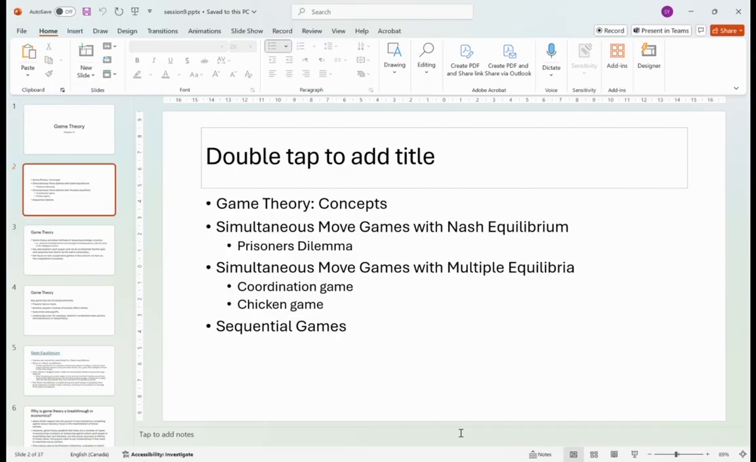And next, we are going to review different situations in which both firms are still deciding at the same time, but we end up with more than one equilibrium. That includes when players are coordinating with each other, so coordination games, as well as the chicken game. And lastly, we are going to review sequential games like the Stackelberg, when one player decides first and the other one, after observing the first player's decision and action, decides based on their best reaction.